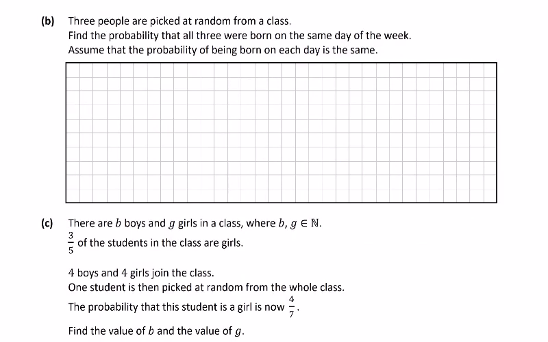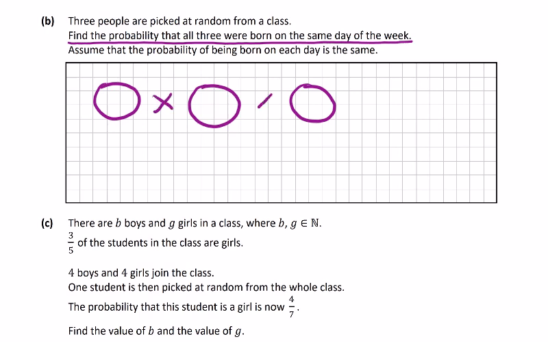Part B in question 1, three people picked at random for a class. Find the probability that they were all born on the same day. You've seen this question loads of times, I'm sure. Person A is picked, person B is picked, and person C is picked. What's the probability of each? Well, whatever day the first person was born on, Monday or Tuesday, it doesn't really matter. The probability of the second person being on the same day as the first person is 1/7. So the first one is a 1 in these questions, and the second and third are 1/7 and 1/7. So the answer here is 1/49.